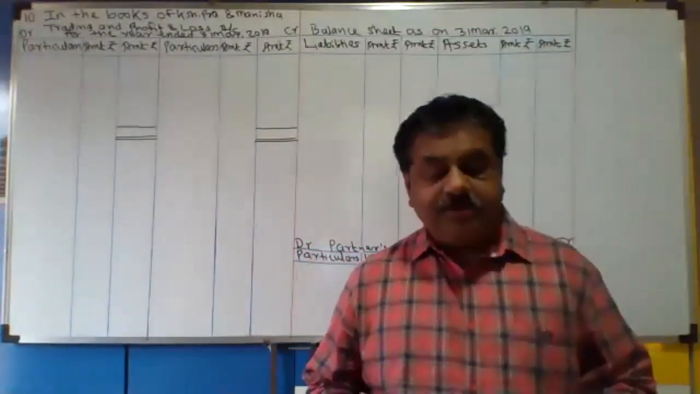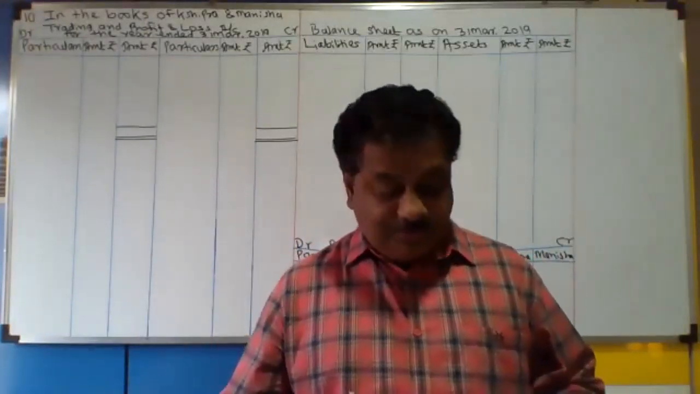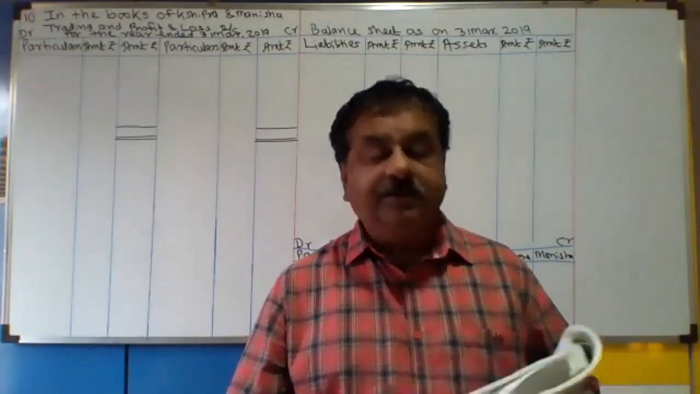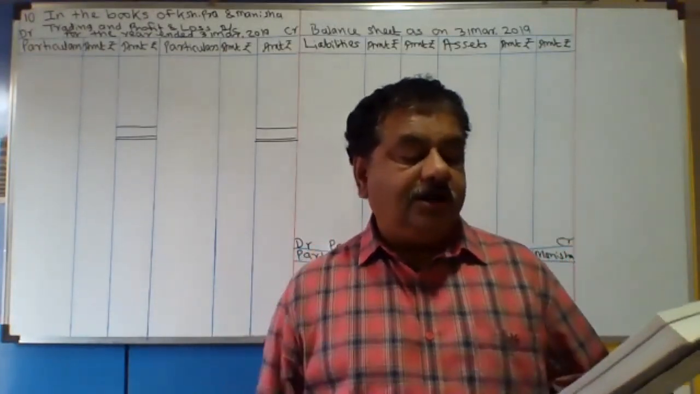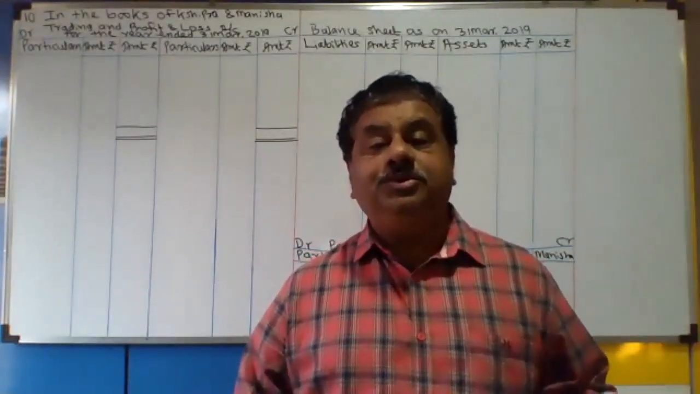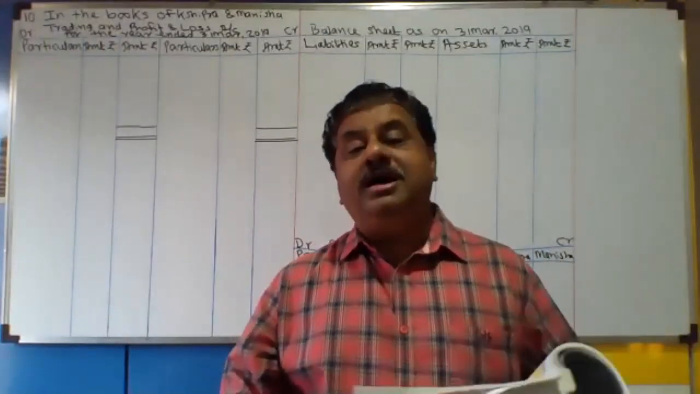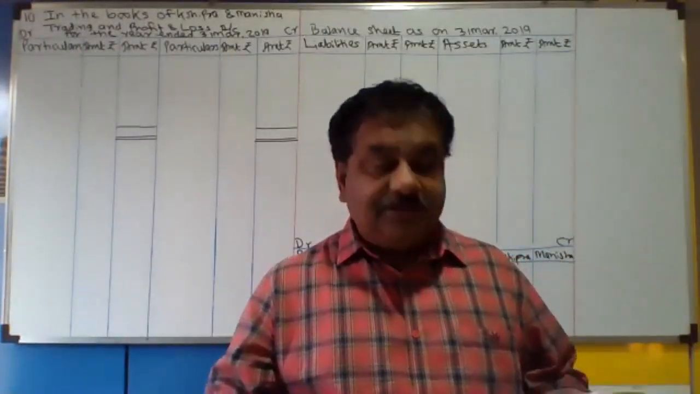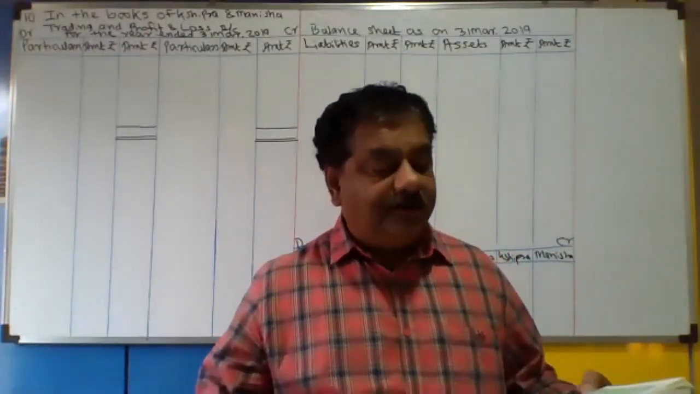So we are starting with question number 10. First of all, number 10 from your exercise, page number 61. Your attention is required, please. Shipra and Manisha are partners sharing profits and losses in their capital ratio. Underline the wording capital ratio and turn the page and see what are the capitals given for Shipra and Manisha.